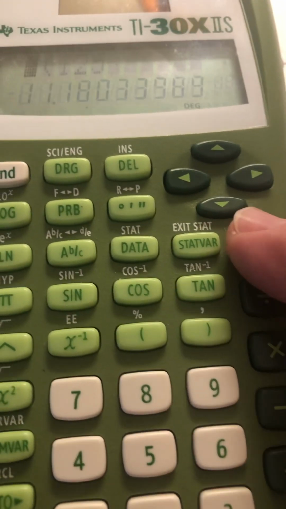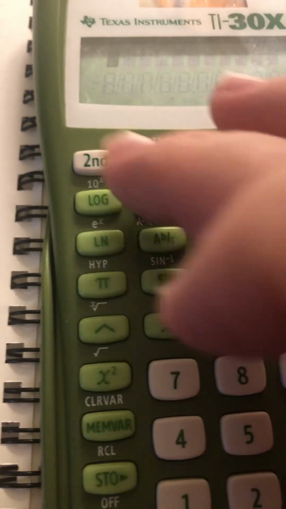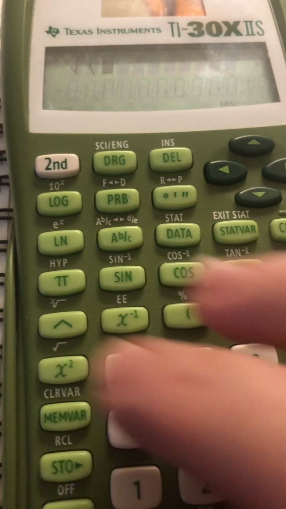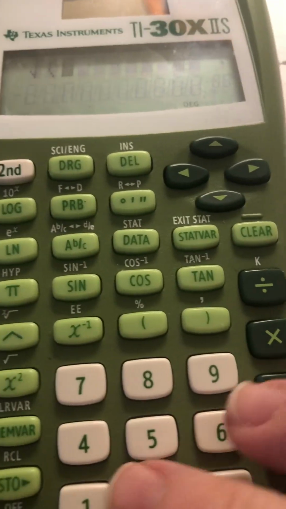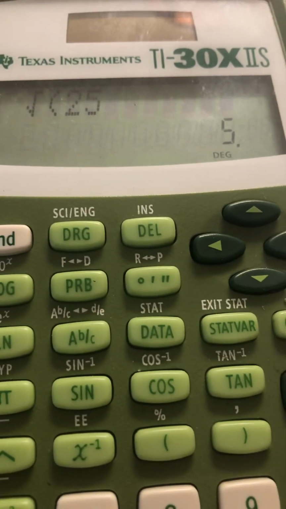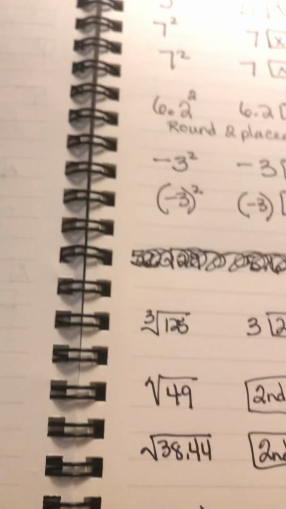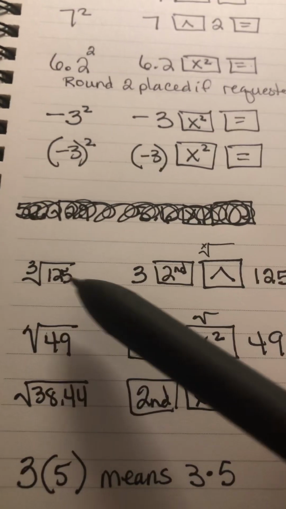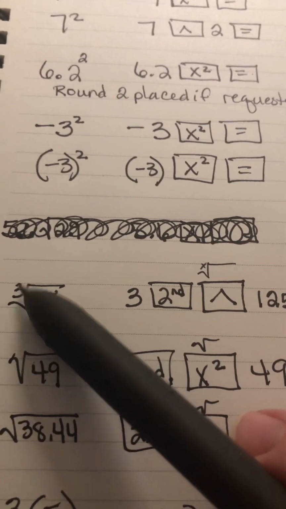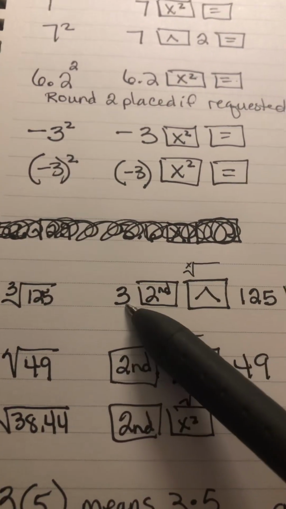Whoops. I must have hit something wrong. Hang on a second. Square root. Oh, I did 125 instead of 25. That's what it was. Okay. Square root of 25 is 5. Okay. So if I did cube root, that I had intended to do cube root, so 3 and then the second button. Let me try that again.